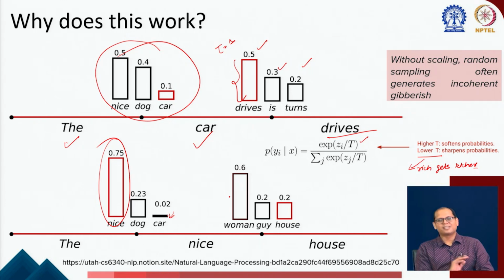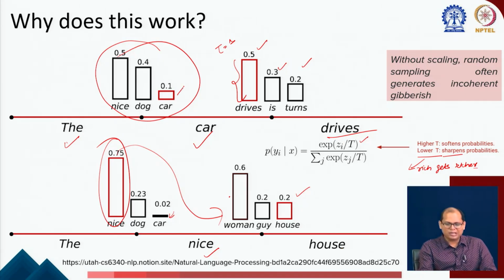So now there is literally no chance of car. There is some chance, but it would most likely not get selected. So you select nice, and again nice has a new distribution, and you sample again. You have woman, guy, and house, and let us say you select house. It is still random sampling, but your probability distribution is much sharper in this case. So you generate the nice house, which is better than the car drives. This works because it sharpens the probability distribution, and the words that were typically low in the probability range would not get a chance.